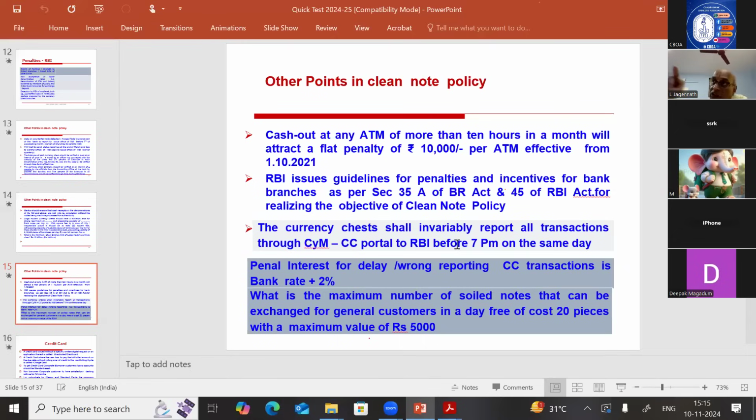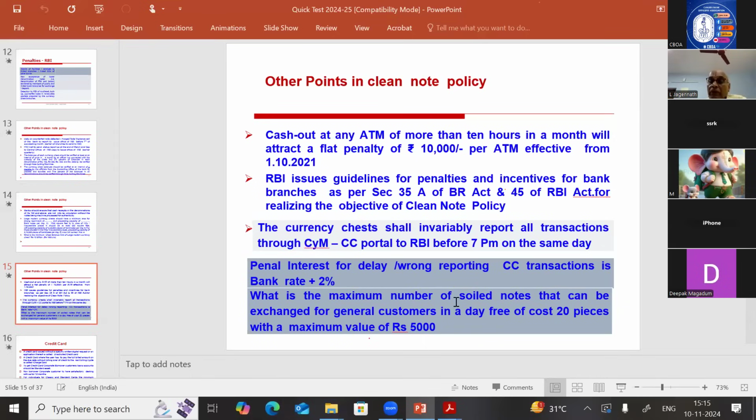If it is not done, what is the penalty? They ask for one cadre. Penal interest for delay or wrong reporting of currency chest transactions before 7 p.m. is bank rate plus 2%.